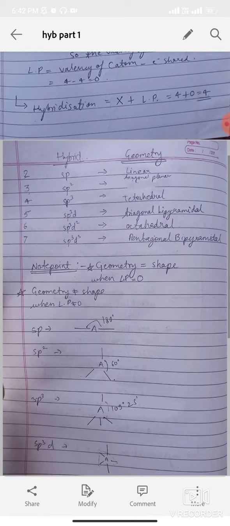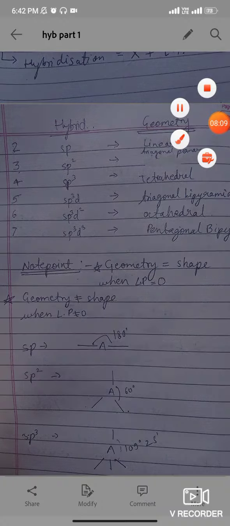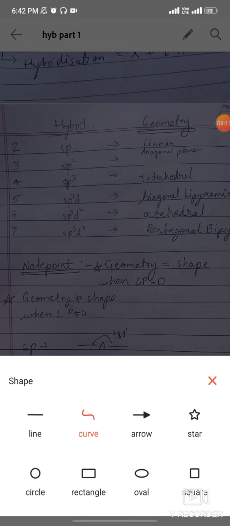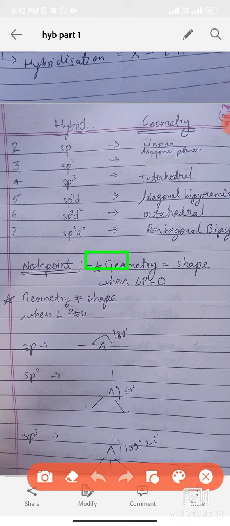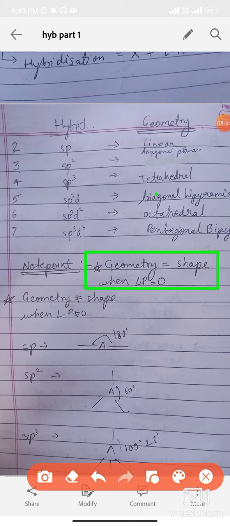And yes, there is one more question that is asked most of the time: what is the geometry of a molecule and what is the shape. So please, this is a very important point. You have to get hold of this, that the geometry is never simply equal to the shape. It is only when the lone pair count is 0, like in the case of CH4. We get lone pair 0, so the geometry will be equal to the shape. In case of CH4, what will be the geometry? Let us see that also.